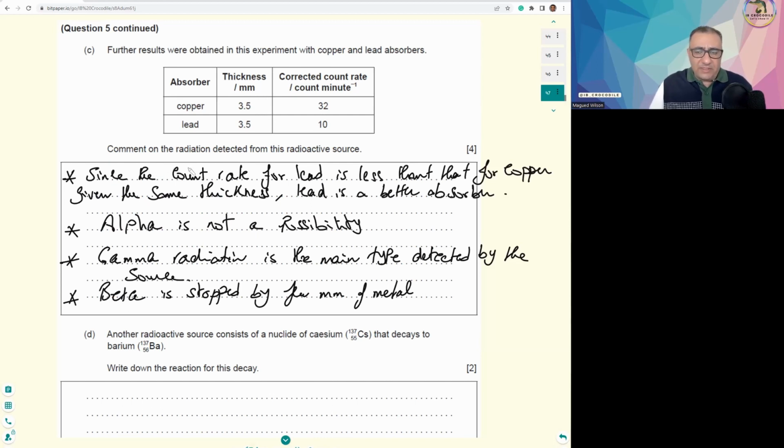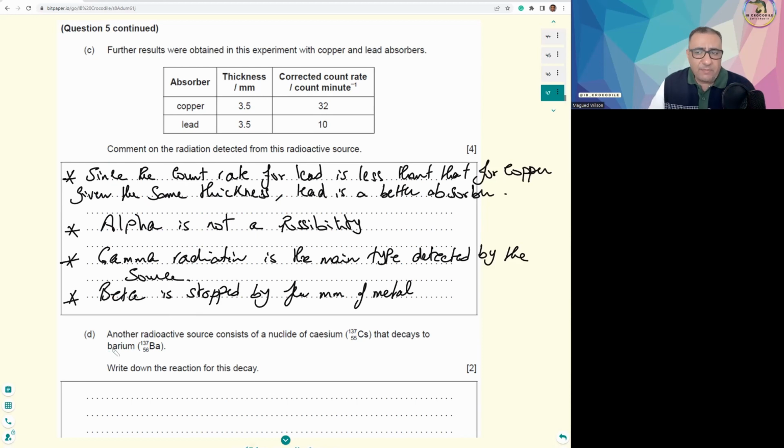So now this is basically what we want to see, your analytical skills: how you lay out the observation and then the conclusion in these 4-mark questions. And of course, we test your knowledge on the radioactive types or decays.